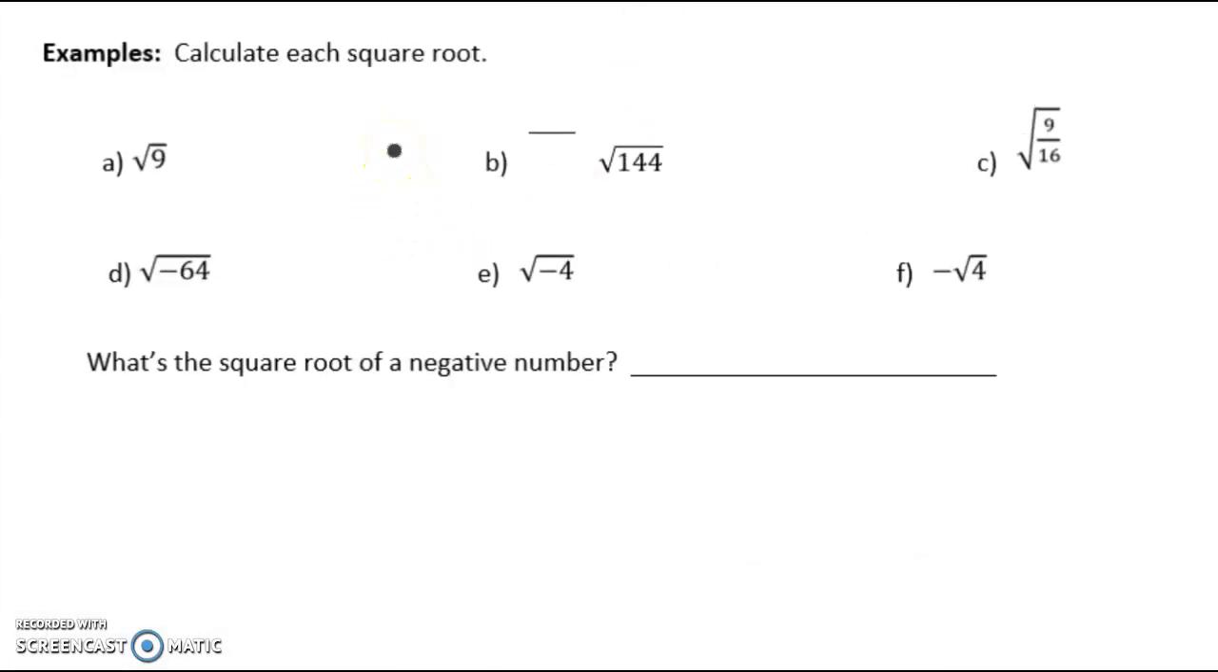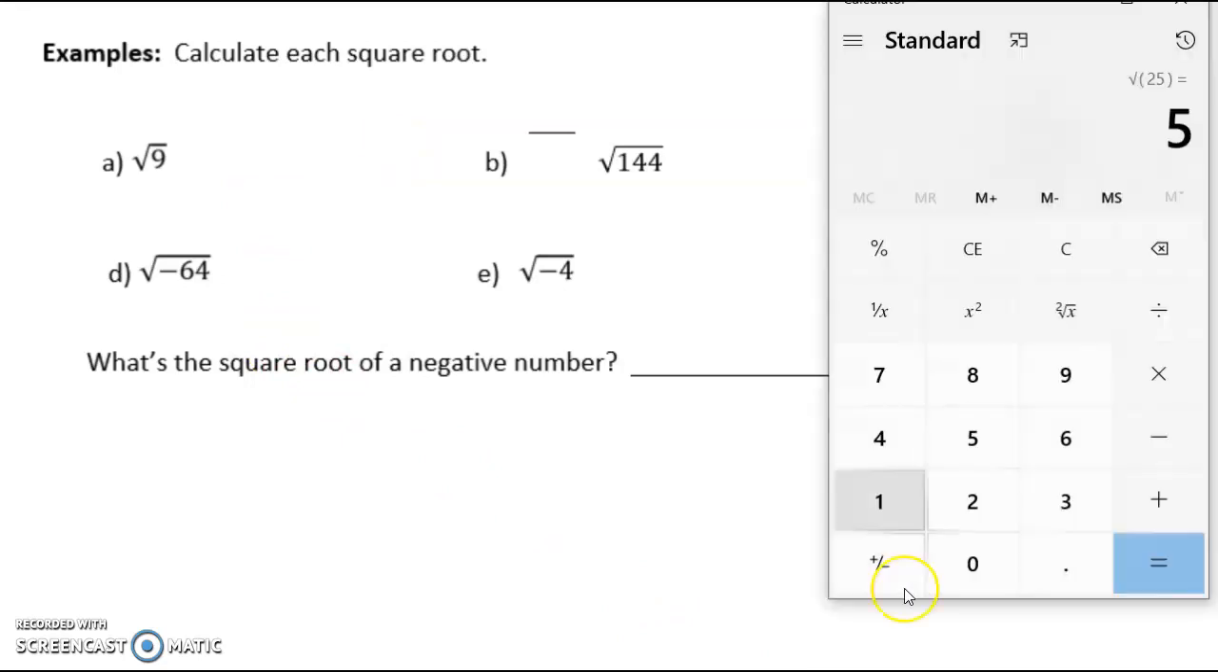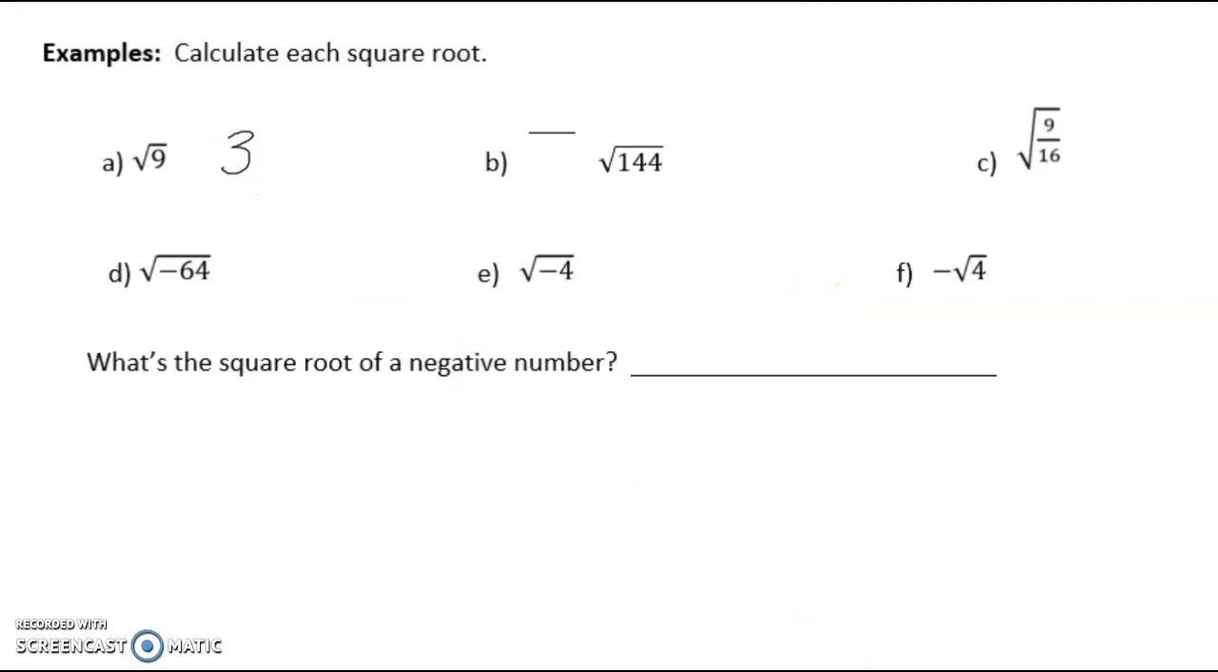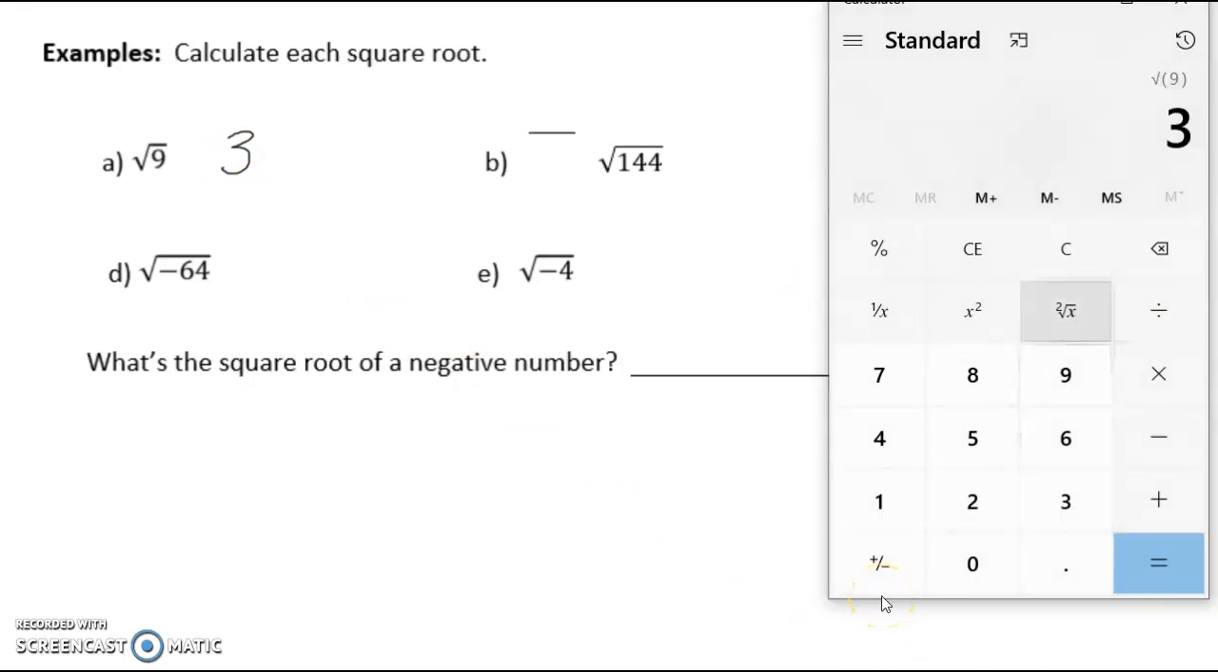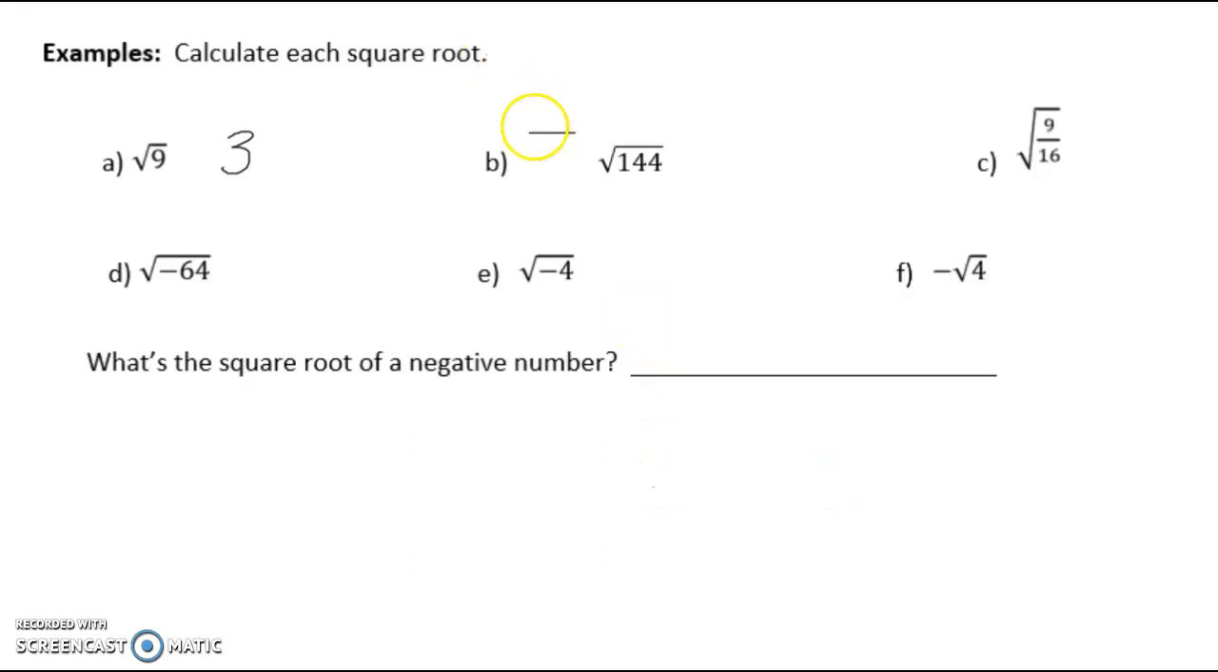Okay, so calculate each square root. So in your calculator, the first one, square root of 9. This is a cheap calculator online, so I have to do it backwards. So I'd put 9 and then square root, and the answer is 3. On the nice fancy calculators, you would hit the square root button first, and then you would actually see the image of a square root, and then you would hit the number 9 and then hit equals. Everyone's different.